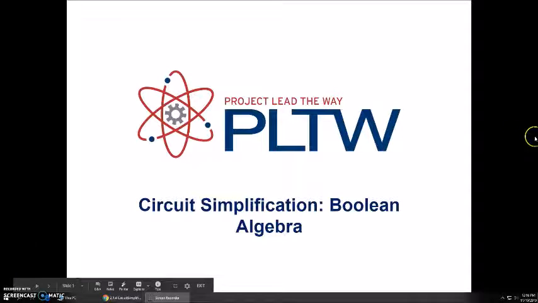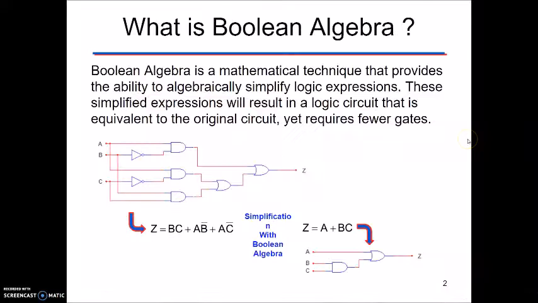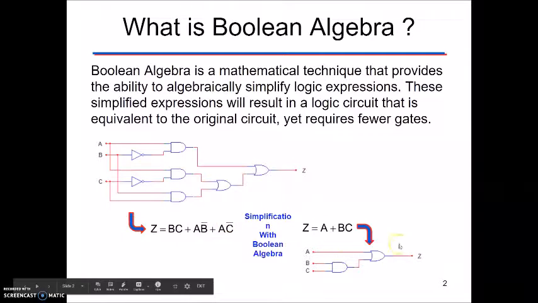Hello DE students, this is an overview of circuit simplification using Boolean Algebra. Boolean Algebra is a mathematical technique that allows us to algebraically simplify a logic expression. The simplified expressions make a circuit that requires many fewer gates. So if you start with a circuit like this and then we simplify this statement with Boolean Algebra, we can get down to this many gates and get the exact same output.